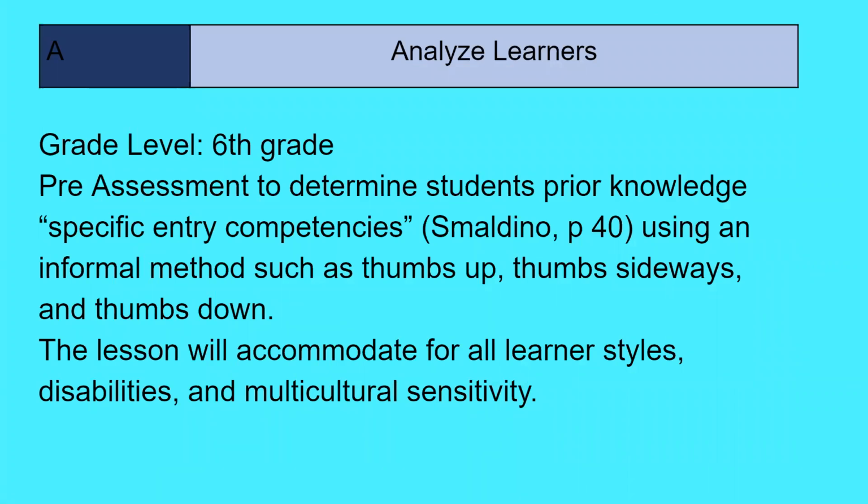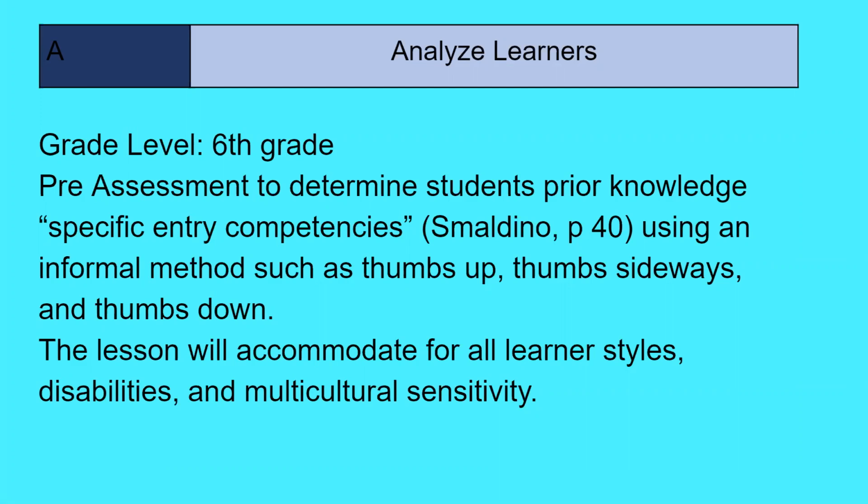When we're analyzing our learners, we're going to start with the grade. For our lesson, we're going to be looking at 6th grade students. We're going to pre-assess them to determine students' prior knowledge or their specific entry competencies, using informal methods such as thumbs up, thumbs sideways, and thumbs down. We're also going to be accommodating for all learner styles, disabilities, and multicultural sensitivities.